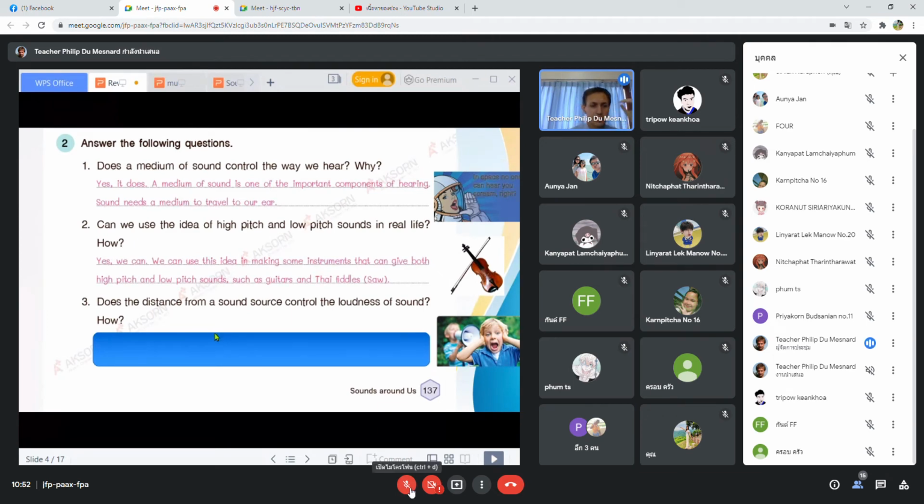Okay, so next question is, does the distance from the sound source control the loudness? So as you can see, there's a boy, and he is very, very close, or he is very near the sound source, which is the megaphone. So what do you think, class? If you're very close, is it more loud or not more loud?